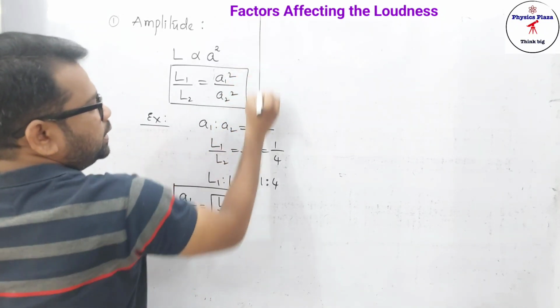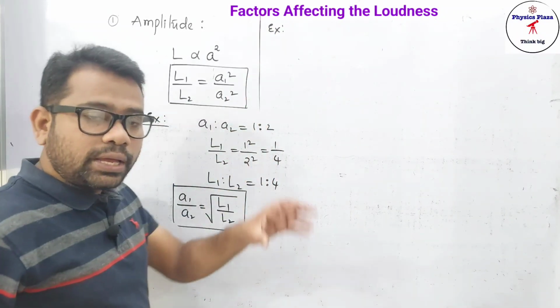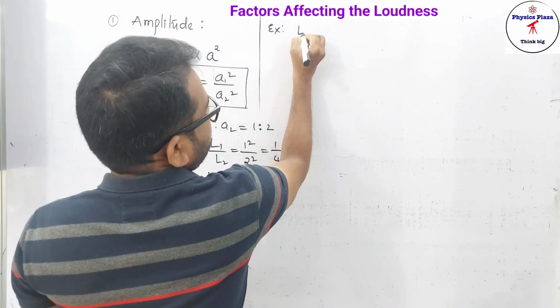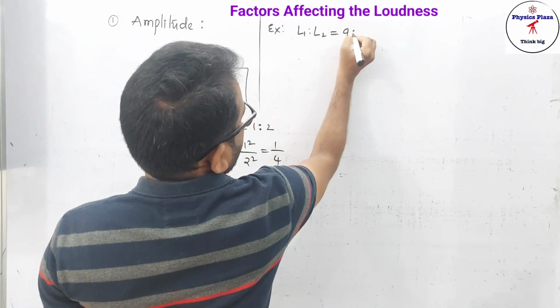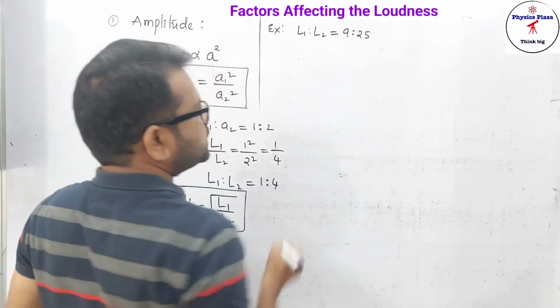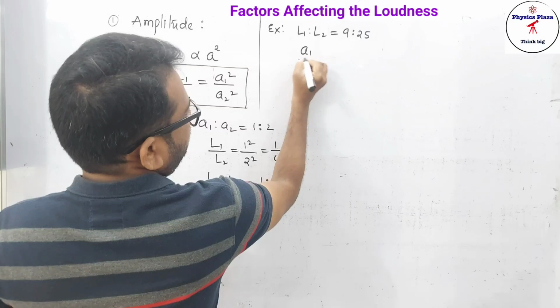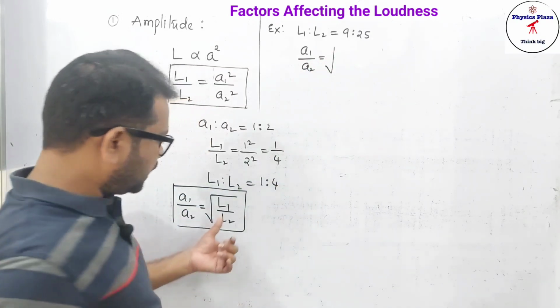So how can the numerical be expected? Look at here, for example. They will give you the ratio of the loudness of the two sounds. For suppose, if the ratio of the loudness is given as 9:25, then they will ask us to find the ratio of their amplitudes.